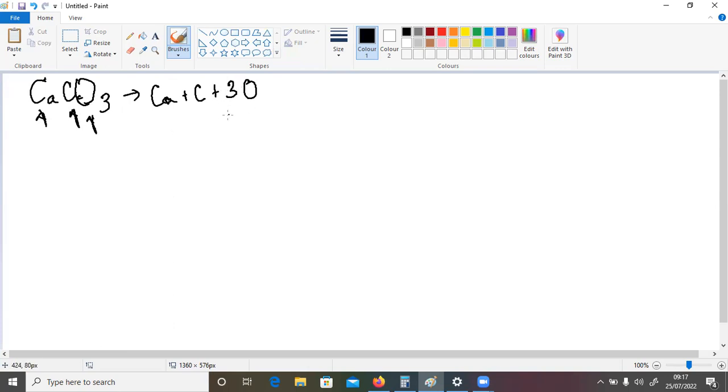So we want to find the percentage composition. The first thing we said is to find the relative formula mass.